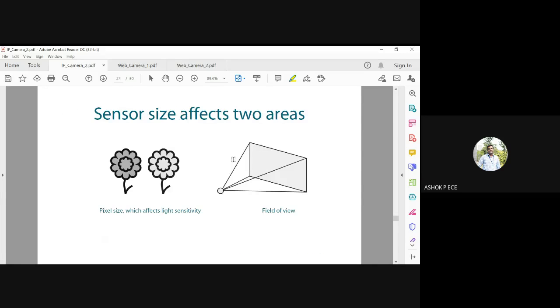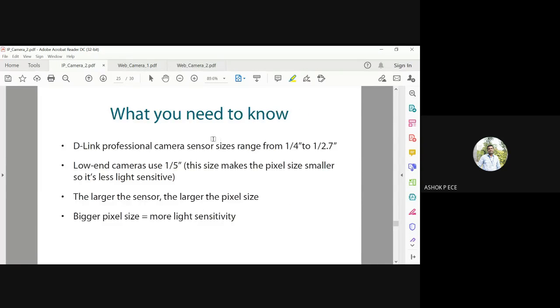Okay. Sensor size is going to affect two areas: pixel size, which affects the relative light sensitivity, and field of view. So how broad your field of view is, and how much of the image you are going to capture as part of your camera. Okay. So sensor sizes range from 1/4 to 1/2.7. Low end cameras use 1/5 because it is enough for them. The larger the sensor, the larger the pixel size. So a bigger pixel size means the light sensitivity is going to be more.